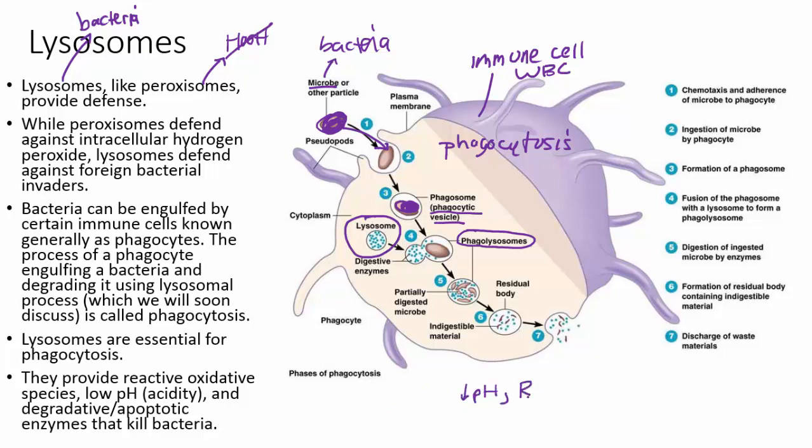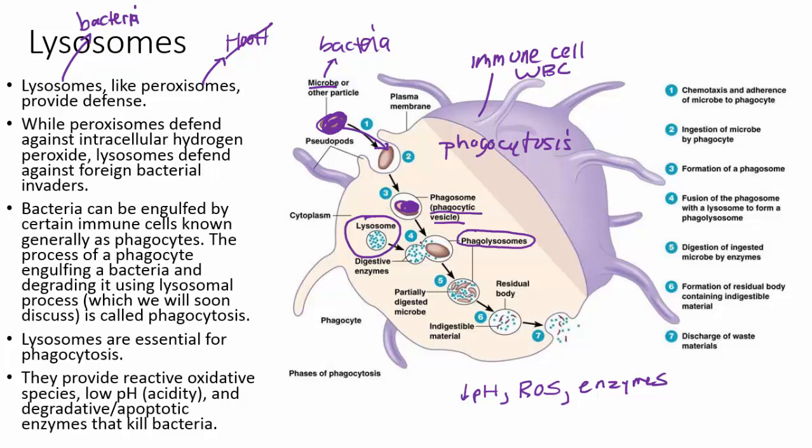There's also reactive oxidative species like hydroxyl radicals that we talked about in the last organelle. And then there are also enzymes that degrade whatever was inside the phagocytic vesicle. Certain types of enzymes would be proteases. They degrade proteins. You'll also have nucleases. They degrade nucleic acids, like DNA and so forth.